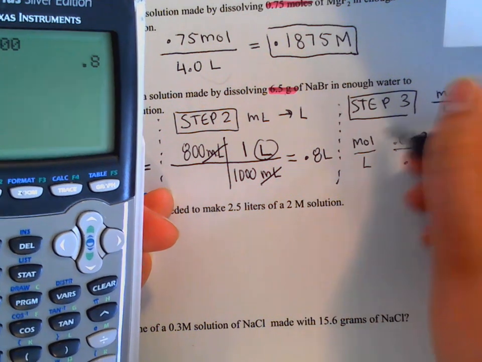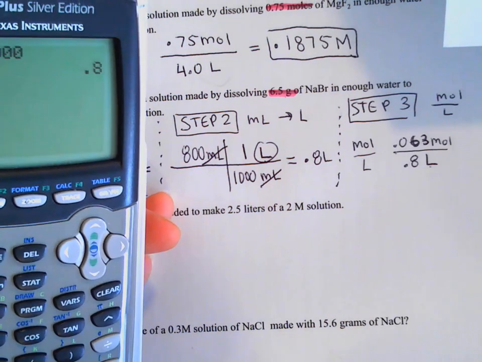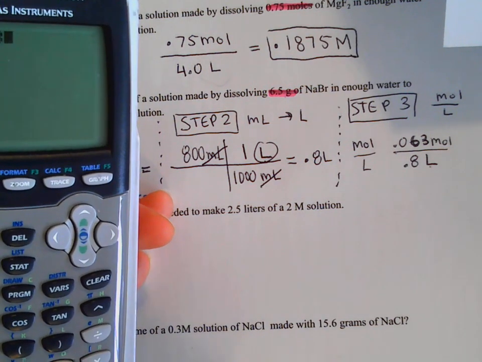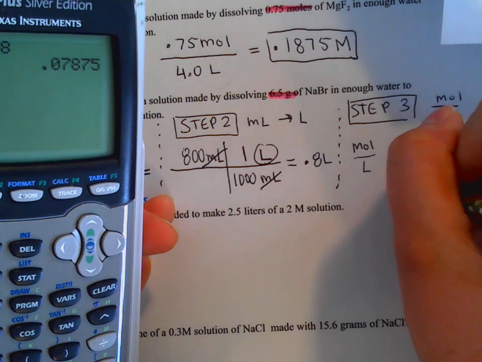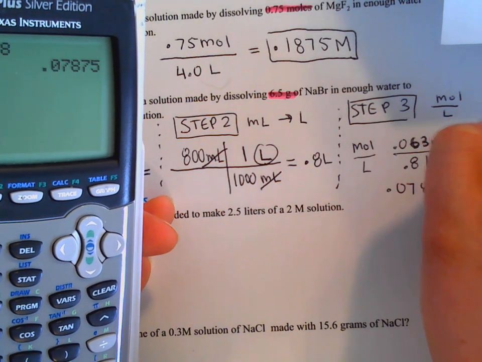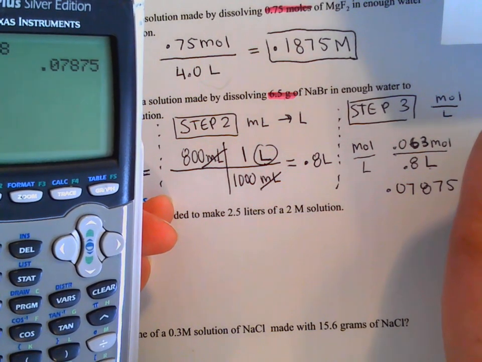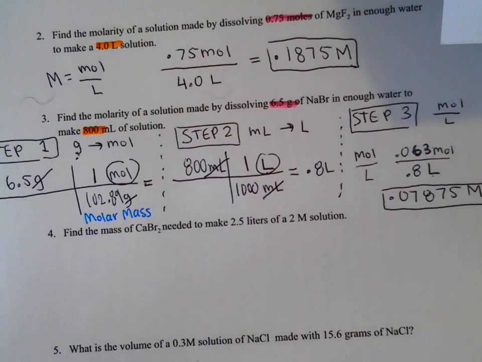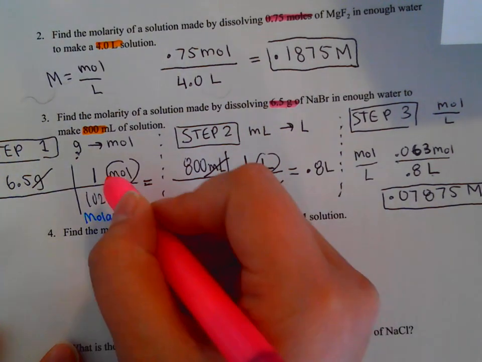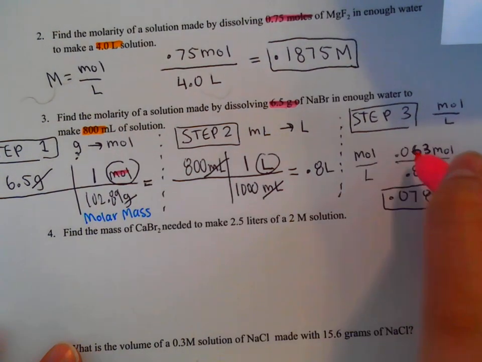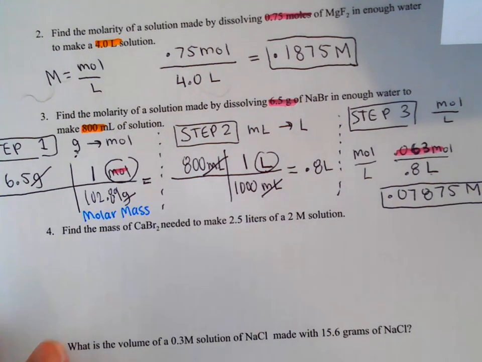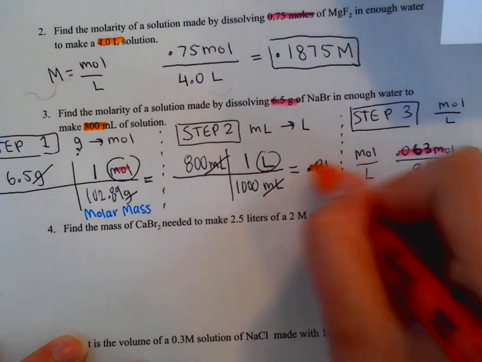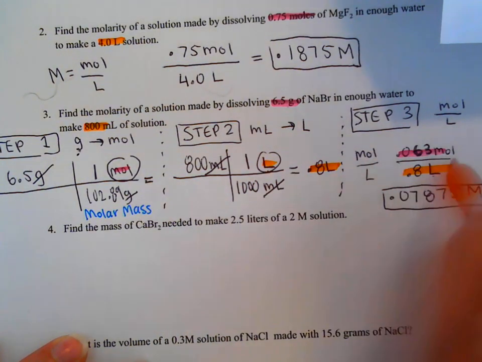We'll take that 0.8 and put it on the bottom over here. Then to finish up this last step, I just take my moles and divide it by my liters. So I'm going to take 0.063 and divide it by 0.8, and I should get 0.07875 molarity. Real quick, just to see where some of these numbers come from, our moles we got from grams, and our liters we got from our milliliters.